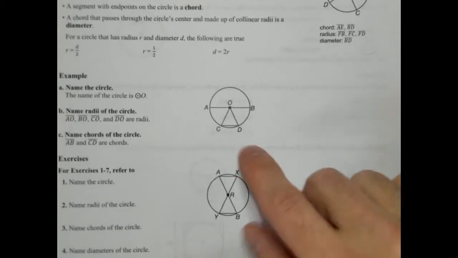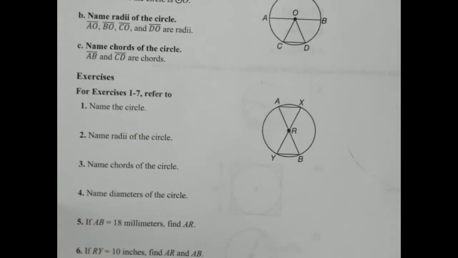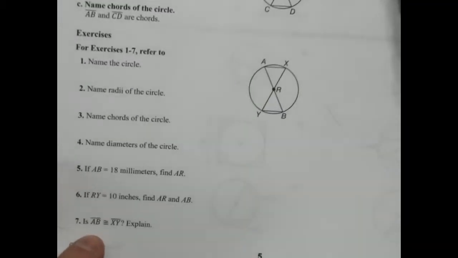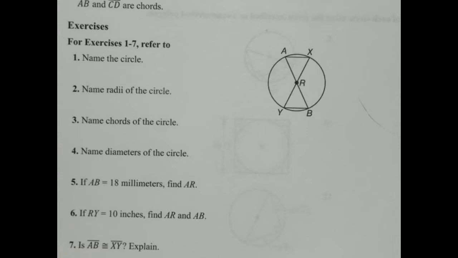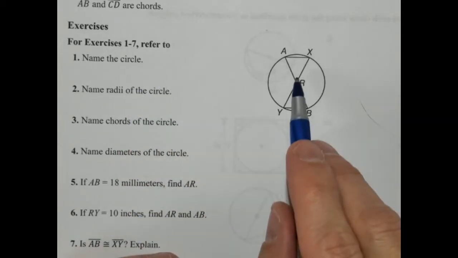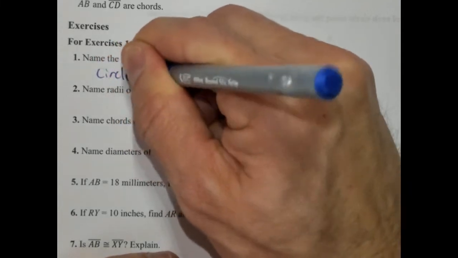So we're starting here with the circle and all these problems on the left, there's only 7 exercises. Let me zoom in here so you can see a little better. All these exercises on the left are referring to this circle here on the right. Okay, so this circle is right here. Let me go ahead and use blue. So name the circle. We know we name a circle by its center point, which here is R. So we're going to call this circle R.